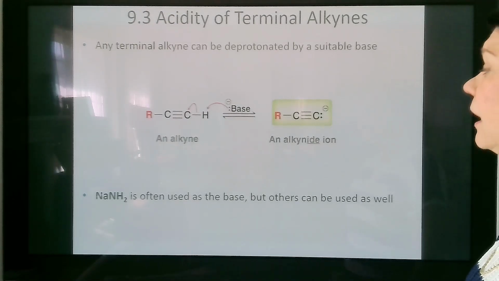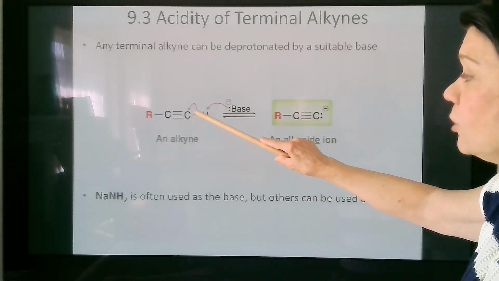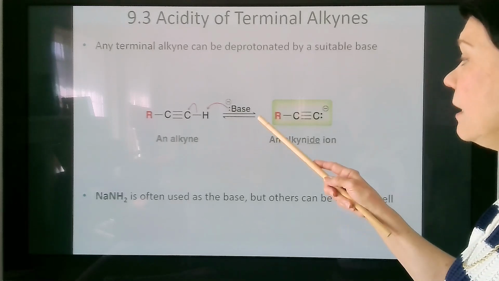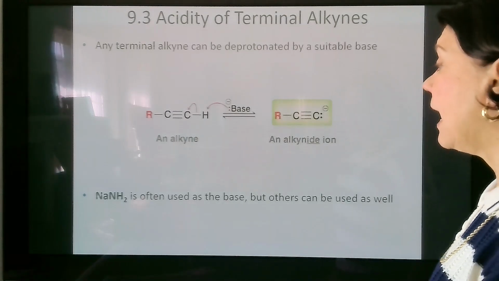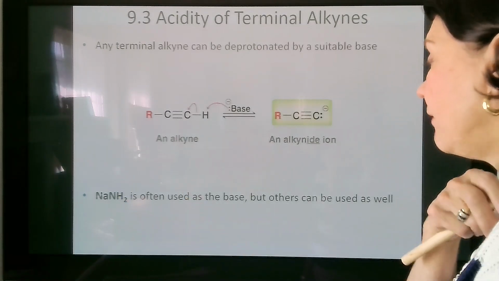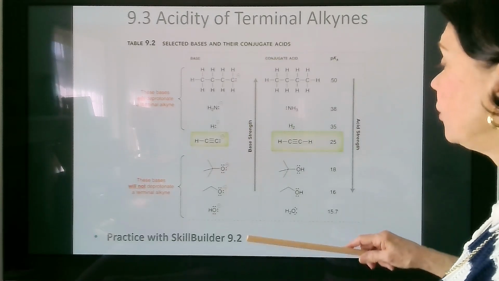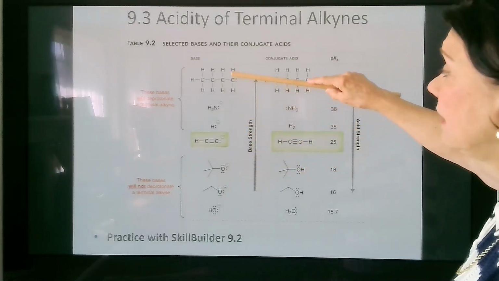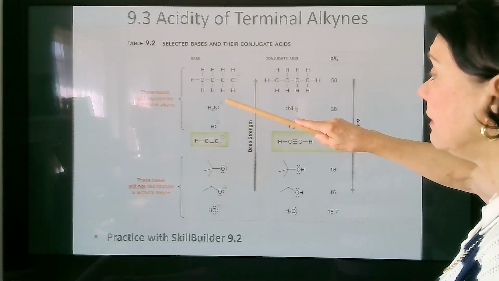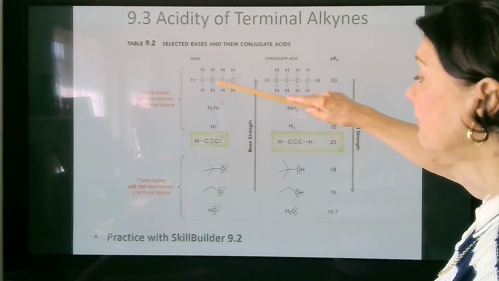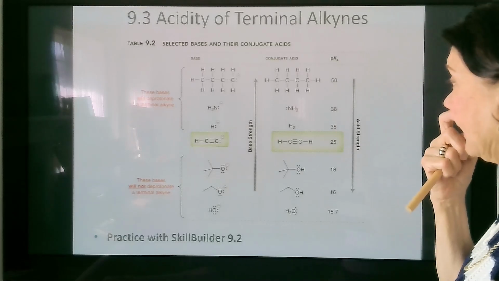So this is getting at the concept that any terminal alkyne, so this is an alkyne that's going to have a CH bond at the end, can be deprotonated by a base that is suitable or strong enough. And so sodium amide is often used as the base, but you can have others as well. So here are some others that could be used. These are three. So this is an alkyl anion. This is the amide. This is H minus. Any of these would deprotonate acetylene and give you acetylide.